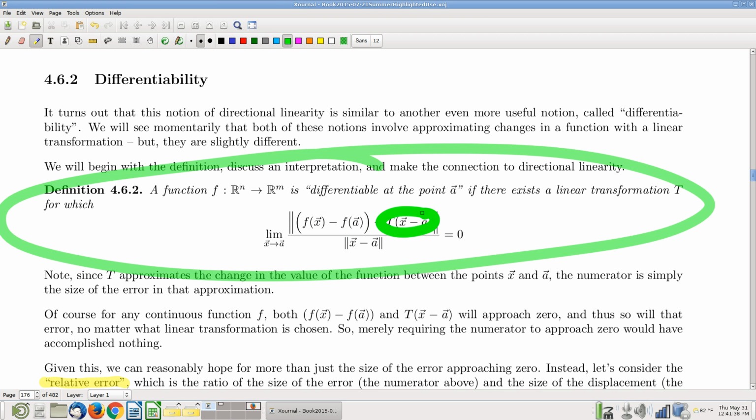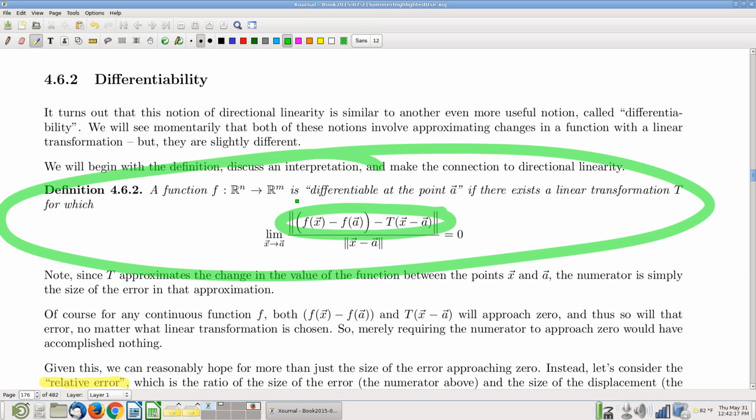Here, this says, well, let's see what the linear transformation, this hypothetical linear transformation, estimates as being the amount that the function changed. So what we have here in the numerator is a difference between the actual change in the function and the linear estimated change in the function. So this numerator is error, right? It's how far off is our estimate of how much the function changed.